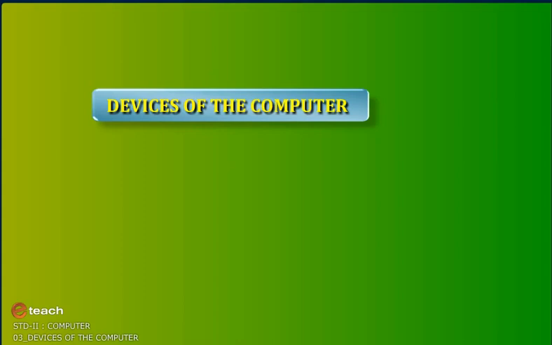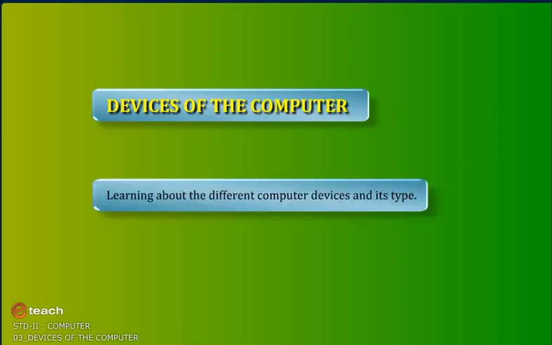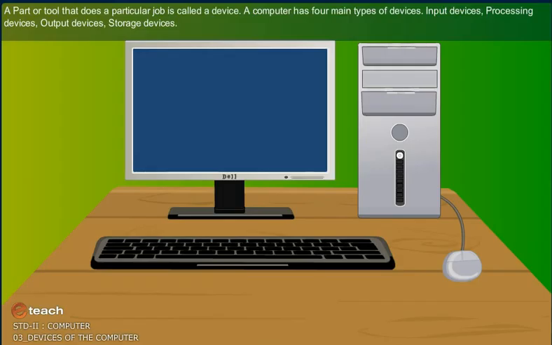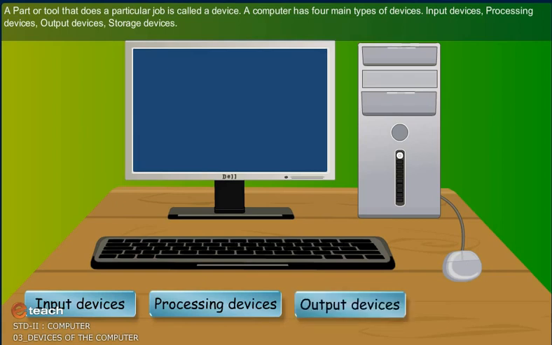Devices of the computer. Learning about the different computer devices and its type. I will now tell you about some of the devices in the computer and what they do. A part or tool that does a particular job is called a device. A computer has four main types of devices: input device, processing device, output devices, storage devices.